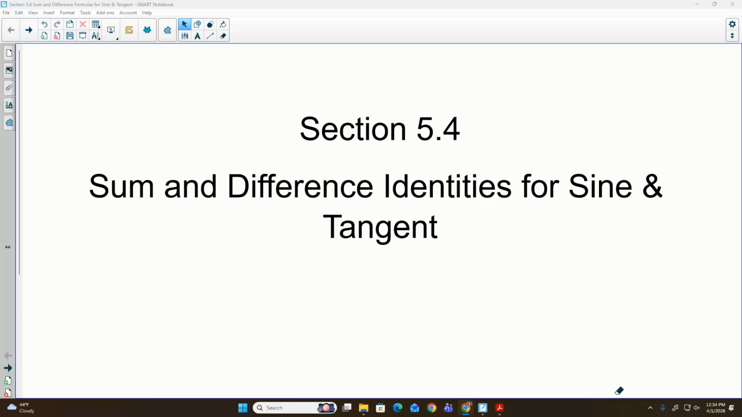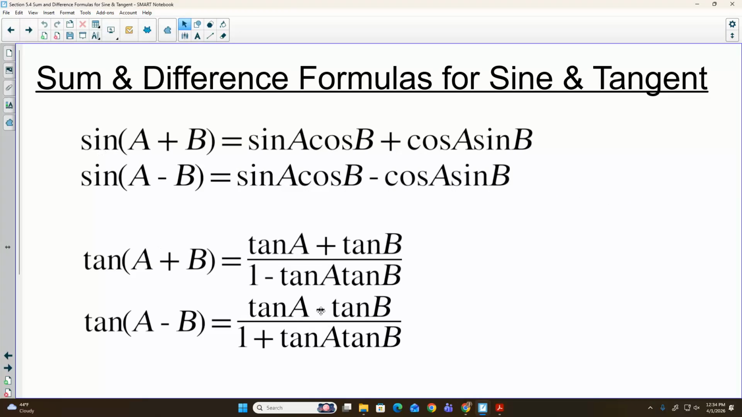We learned yesterday with the cosine, if you have two things added or subtracted in an angle, you can't just distribute the cosine. You have to use the formula to break it apart. Same is true for the other functions. So these are the last formulas we'll put on that tab. So we have a total of 6 on that tab.